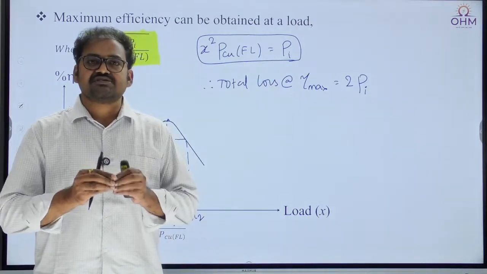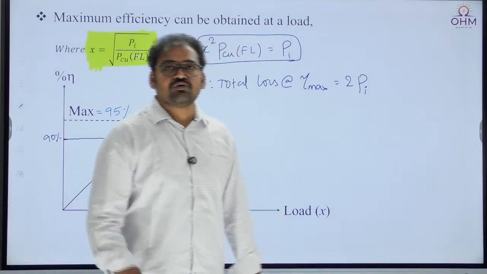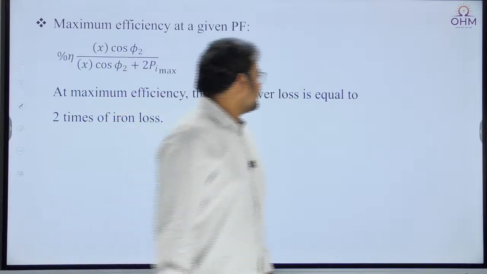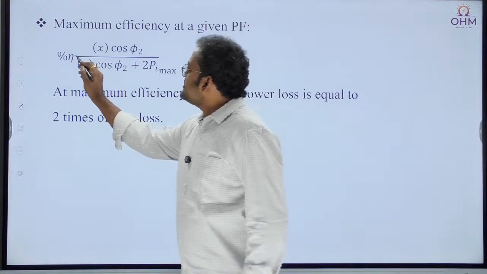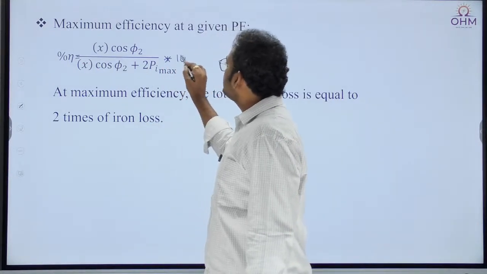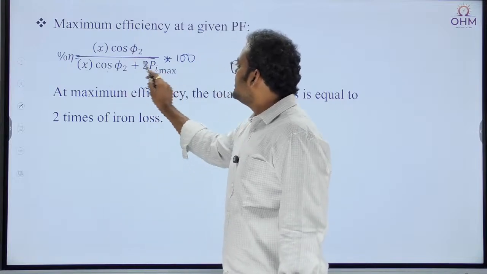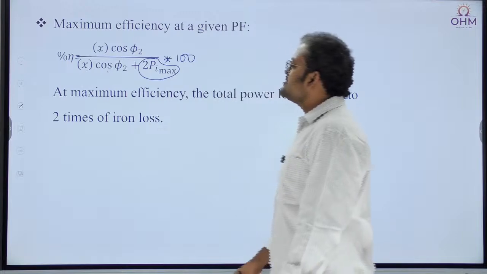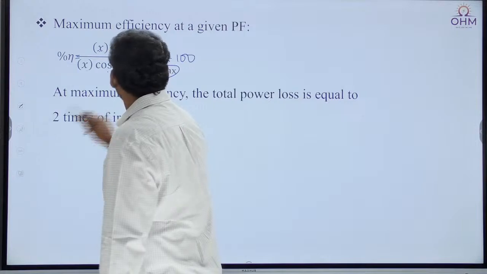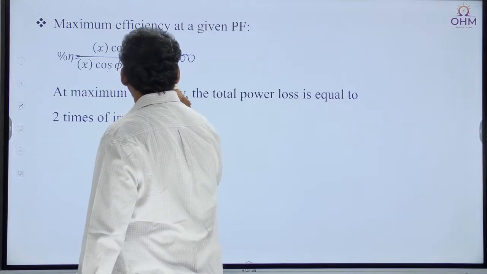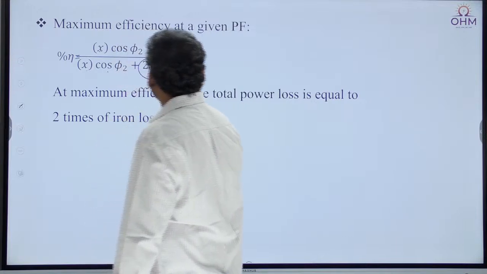And at maximum efficiency, what is the total loss in the transformer? The total loss in the transformer will be equal to 2 times the iron loss. Therefore, this is the formula for maximum efficiency. Actually it is equal to, and here I must multiply with 100, x cos phi 2 by x cos phi 2 plus, this is important, the total loss, which is equal to 2 times the iron loss. Clear?